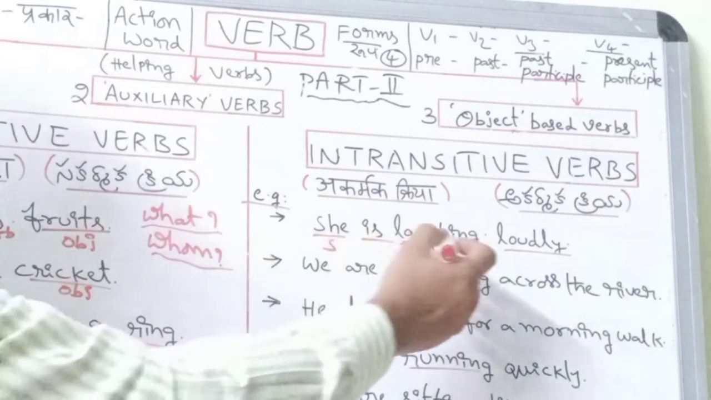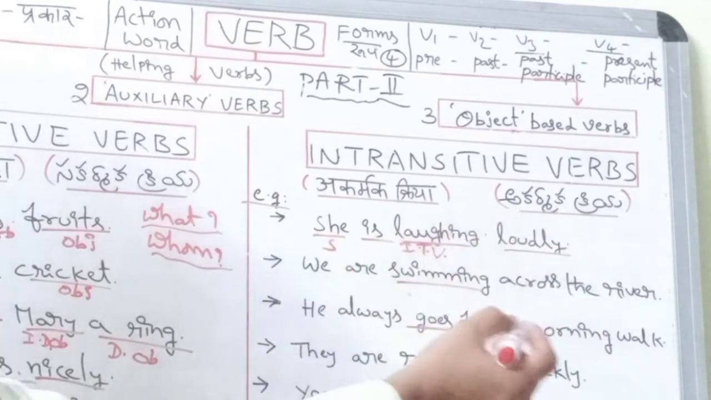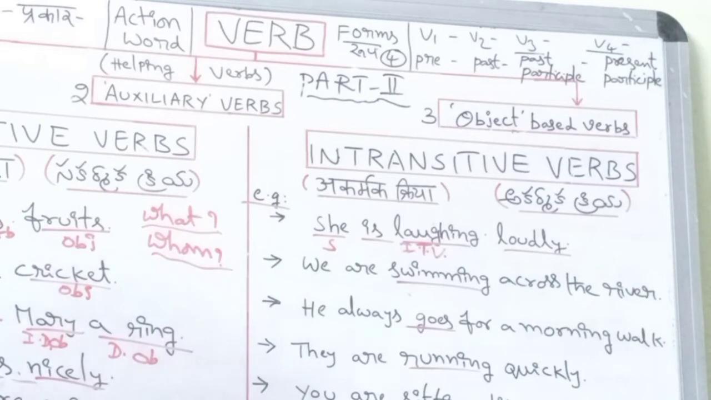And now here, she is laughing what? No answer. She is laughing whom? No answer. So, when there is no answer, object is also not possible. So, the verb laughing becomes an intransitive verb.